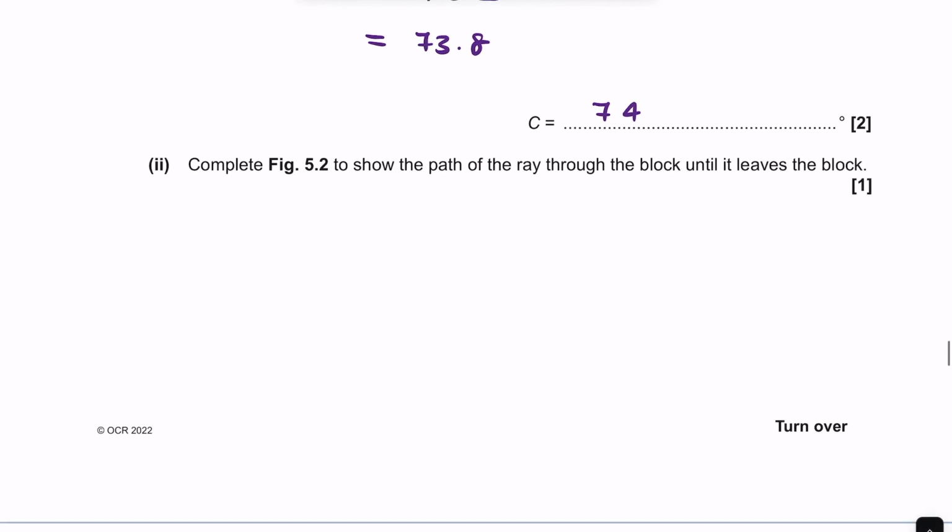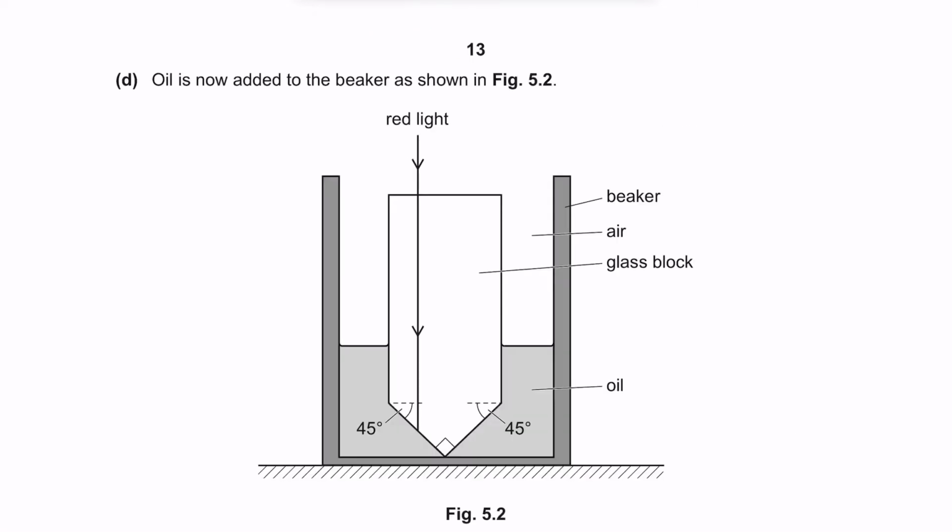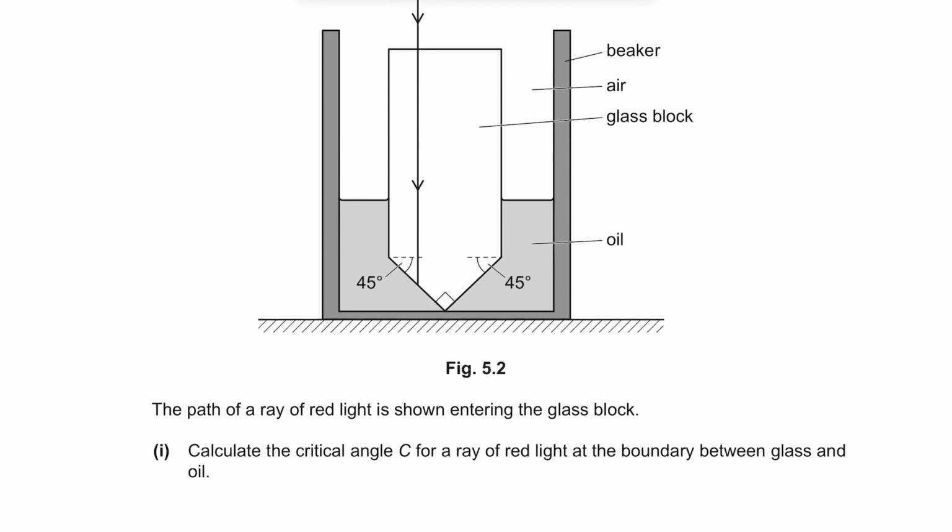Next part says complete figure 5.2 to show the path of the ray through the block until it leaves the block. So that's going to be pretty straightforward again. Now for part D, it says that the oil is now added to the beaker as shown in figure 5.2. The path of a ray of red light is shown entering the glass block. Now calculate the critical angle for this red light, between the glass and the oil.